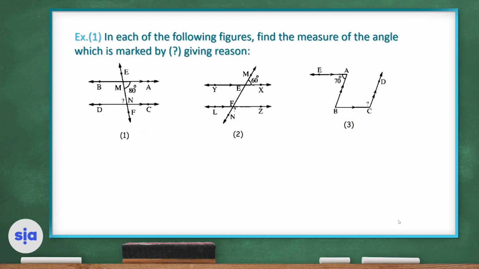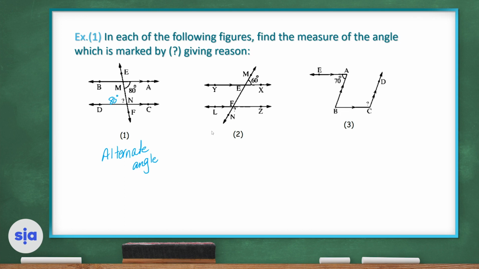Let's go to exercise number 1. In each of the following figures, find the measure of the angle which is marked by a question mark by giving the reason. In question 1, this angle that is given by the question mark is 80 degrees. Why is it 80 degrees? Because of alternate angles. It's an alternate angle with angle AMN, so it's equal to 80 degrees.